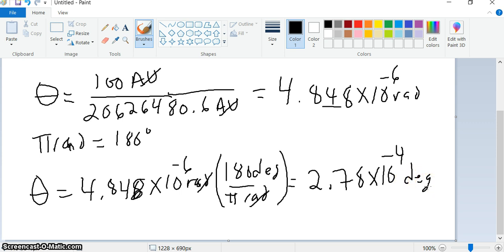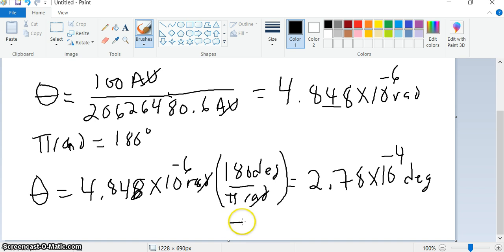All right, and then what we're going to do is change that into arc seconds, right? Because arc seconds are fractions of an arc, 1/60th of an arc minute, and of course one arc minute is 1/60th of a degree. So you just take this number here.